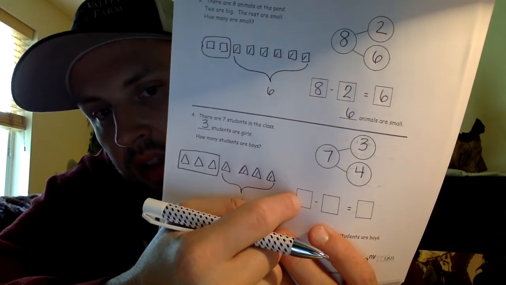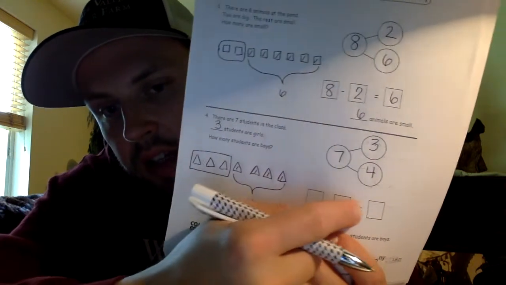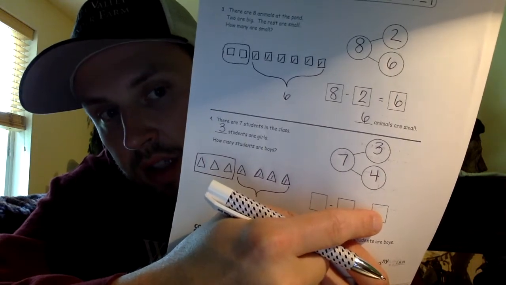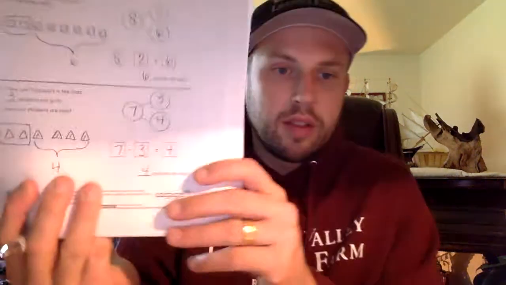We started with 7 students. We decided that 3 of them were girls, so we took 3 away, which gave us 4 boys left over. Okay, and then we're going to put 4 boys down here in the bottom. So 7 minus 3 equals 4, and there are 4 students that are boys.